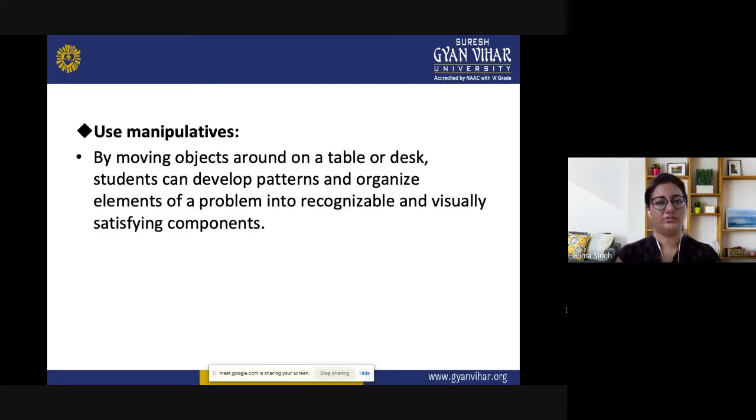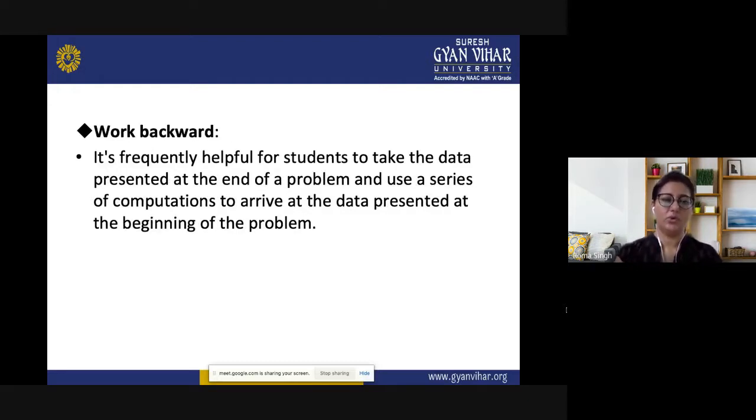Use manipulatives. Here they can prepare a situation by moving objects around on a table or desk. They can develop patterns or identify patterns. They can organize elements of a problem into recognizable and visually satisfying components. Work backward.